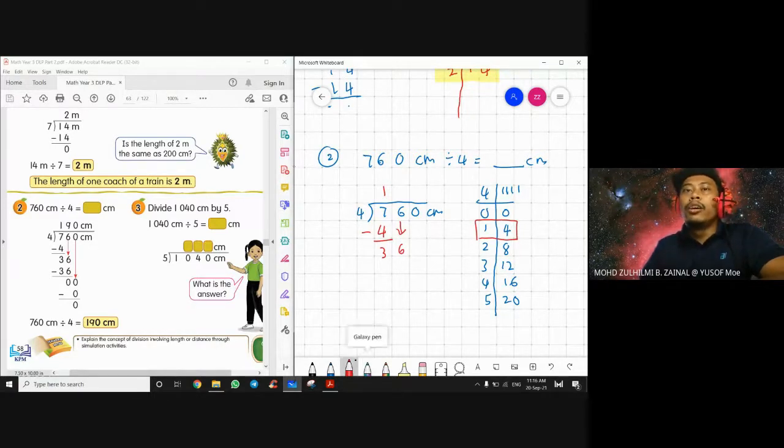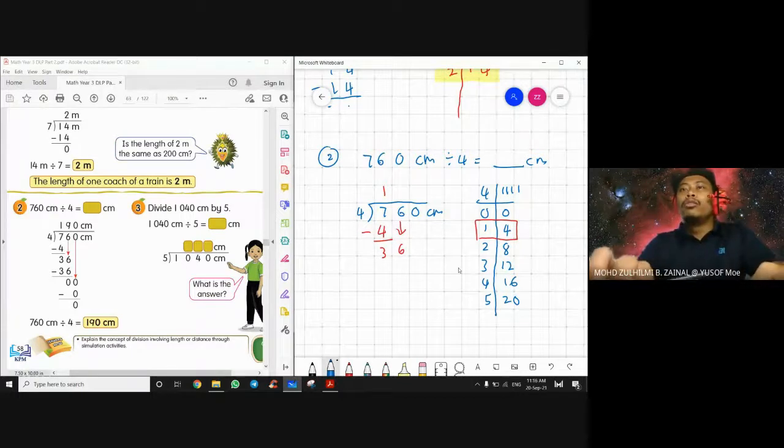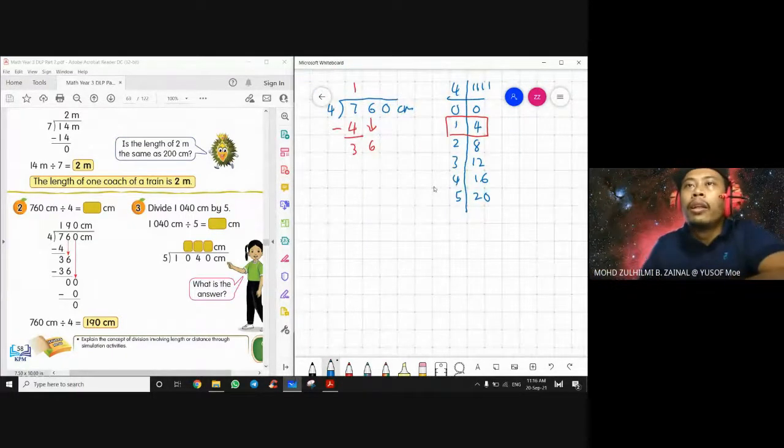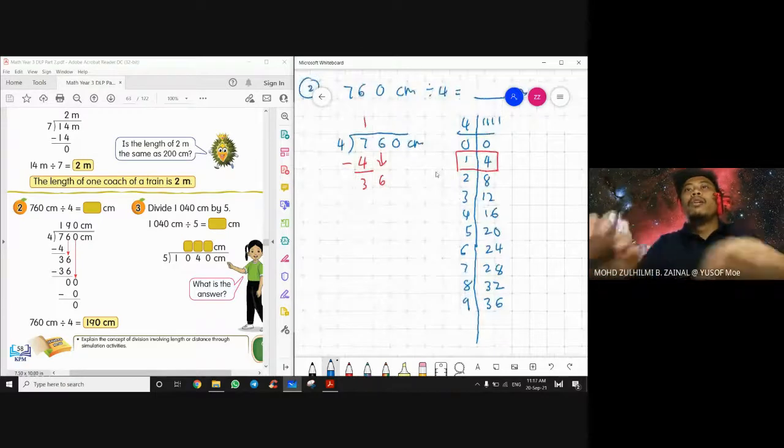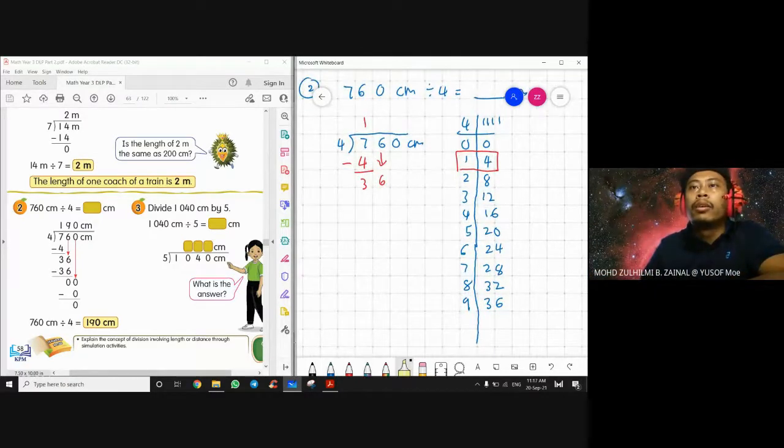You don't get 36 here. So you have to continue sampai you get 36. Let's see if we can get 36 out of the multiple of 4 ni. So 24, 28, 32, 36. So 36 ni kamu boleh dapat from the 9 numbers. Okay, tengok sini, ambil 9. Lah senang. So 36, kita ambil 36 tu, bring down 36, 9 tu bring up, so minus.